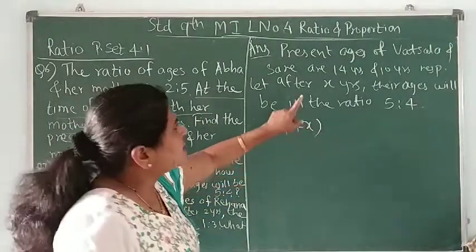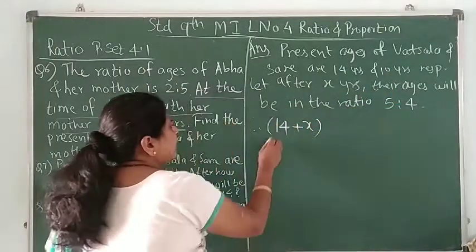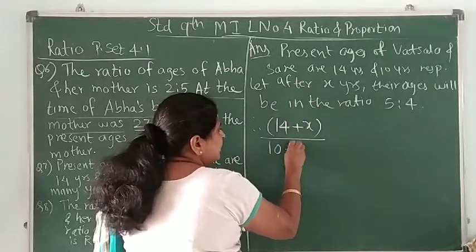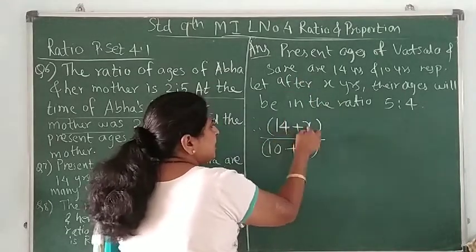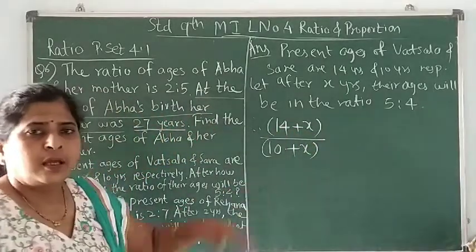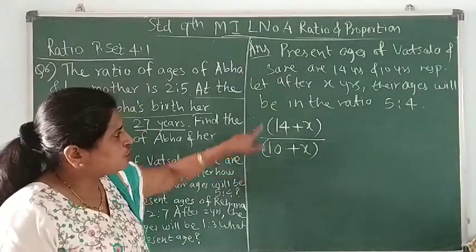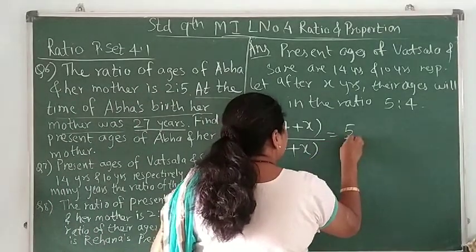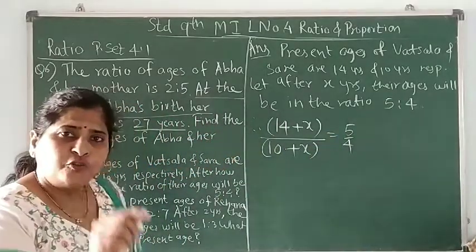Okay, and who is the second person? Sara. Her present age is 10. So after x years, her age is going to be 10 plus x. So whatever the present age plus whatever number of years is the age after that many years. So now this ratio is going to be what? 5:4. So here we have got the equation which we have to simplify and get the value of x.